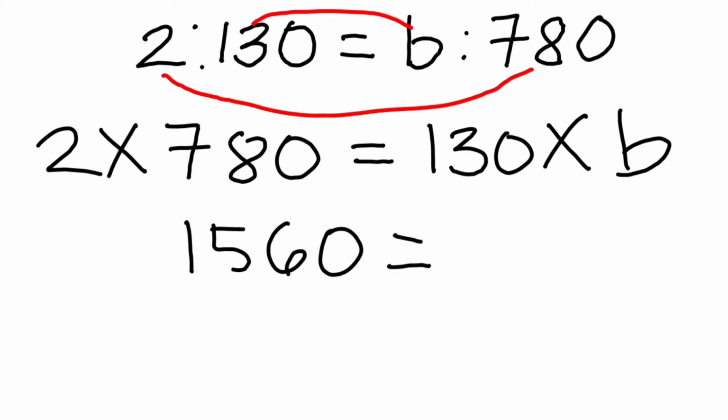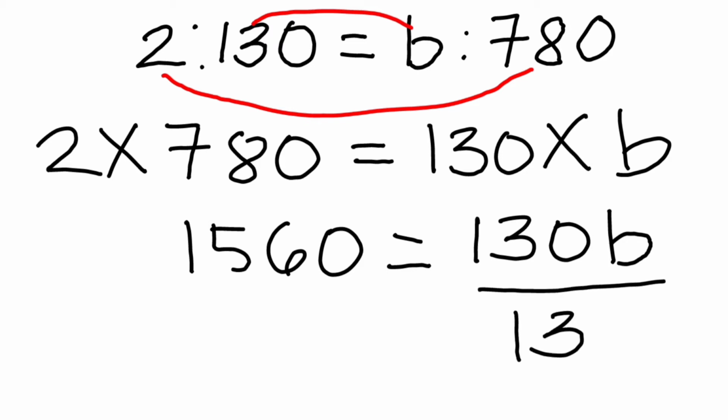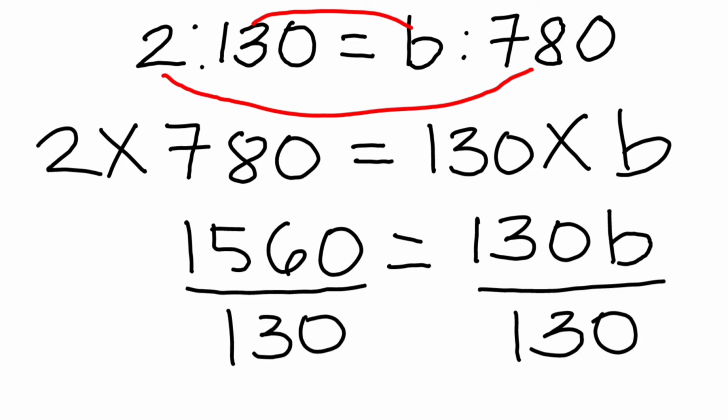Equals 130 times B equals 130B. Our goal is to find the missing term, which is B. Kaya naman, i-divide natin ang 130B kay 130 para si B na lang yung matira. At i-divide din natin si 1,560 kay 130. So, 130B divided by 130, cancel na natin si 130.